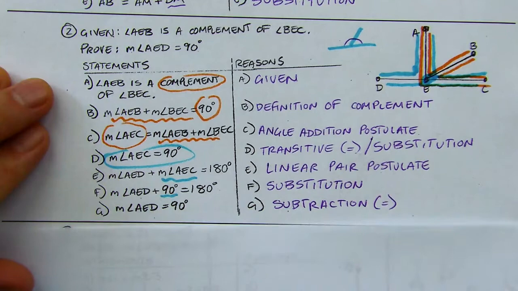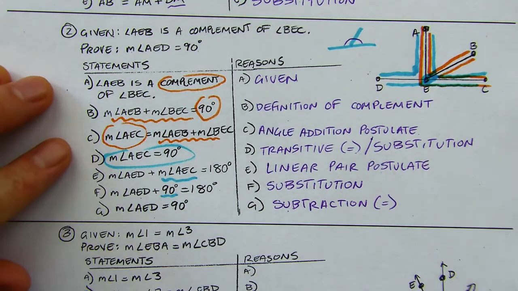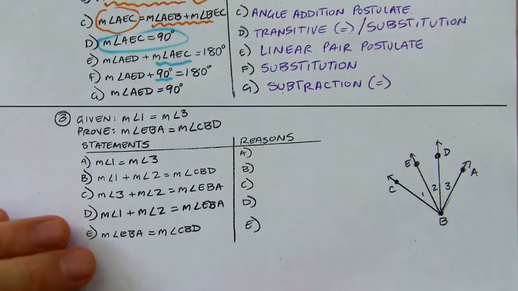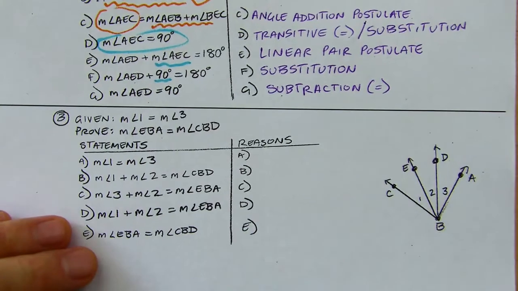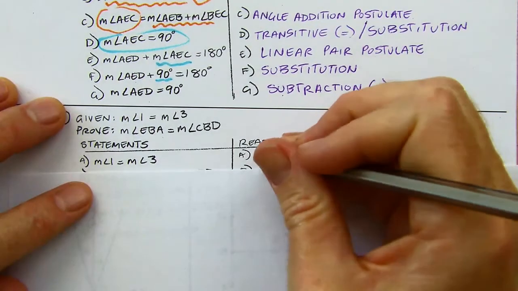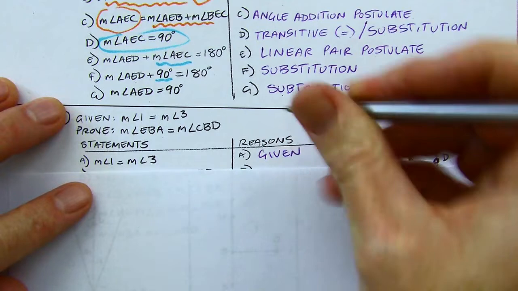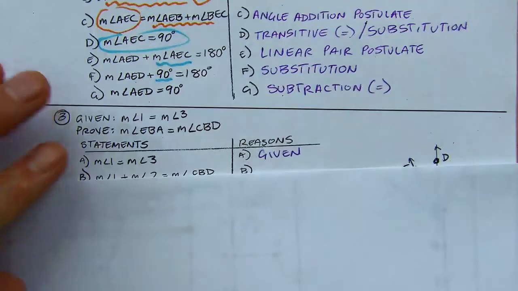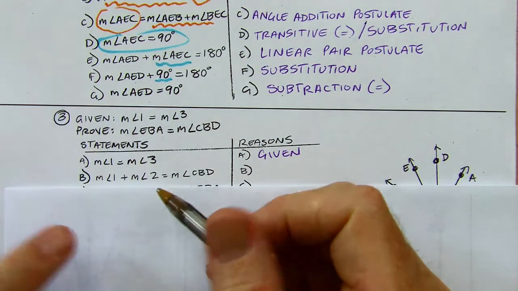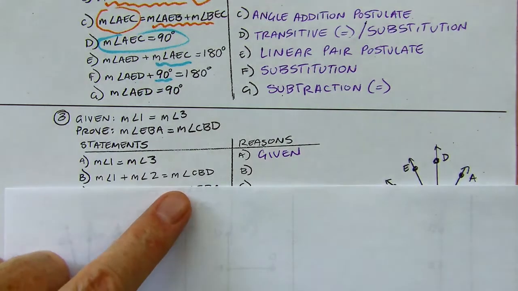Okay, and that's number 2. All right, let's look at number 3. First step, given, because that's the given info. There it is. Okay. Step 2, got two angles that are adding together to form this angle.